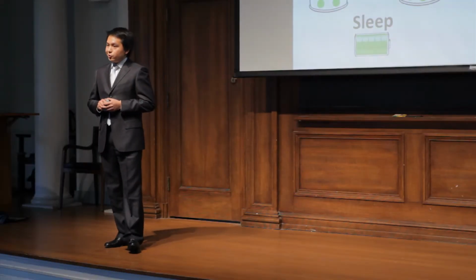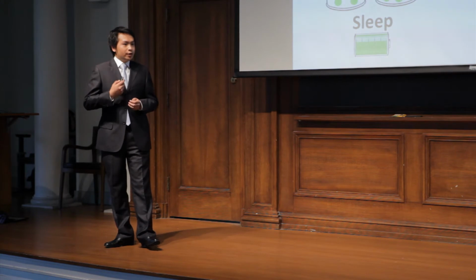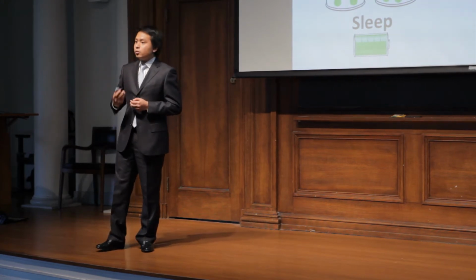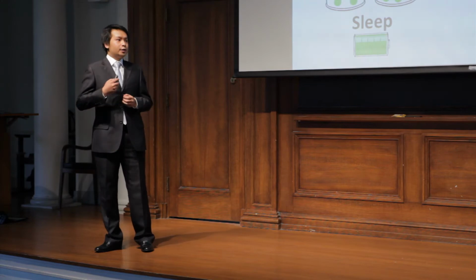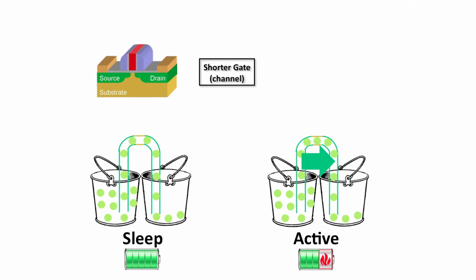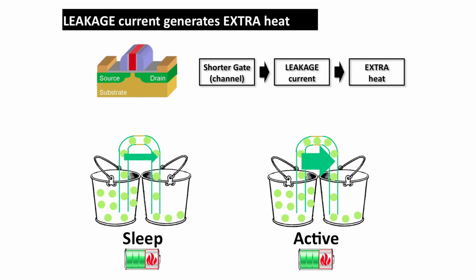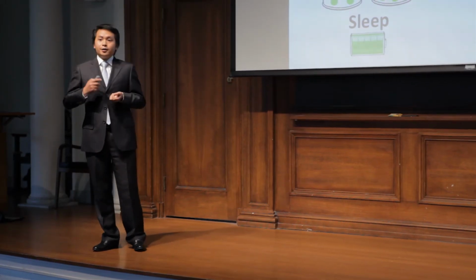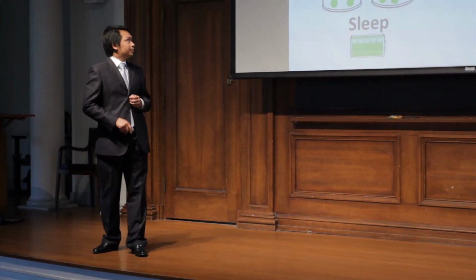With the development of technology, we want to make this MOSFET smaller and smaller so that we can have more MOSFETs in one phone in order to make phones with higher capacity and better performance. But the problem is, if the channel length is too small, the source and the drain buckets are very close to each other. In the sleep state, even though we empty the channel to prevent current flow, electrons start to leak from one bucket to the other. As a result, there exists a leakage current, and the leakage current generates extra heat.